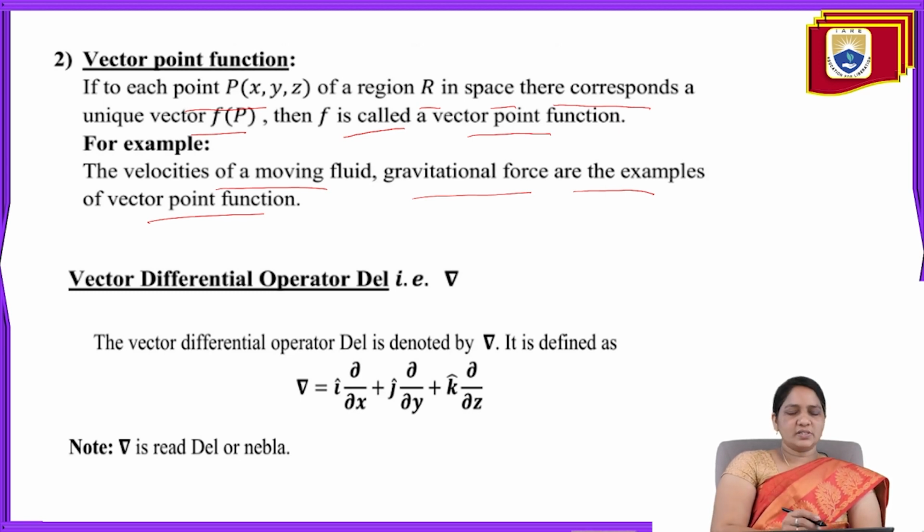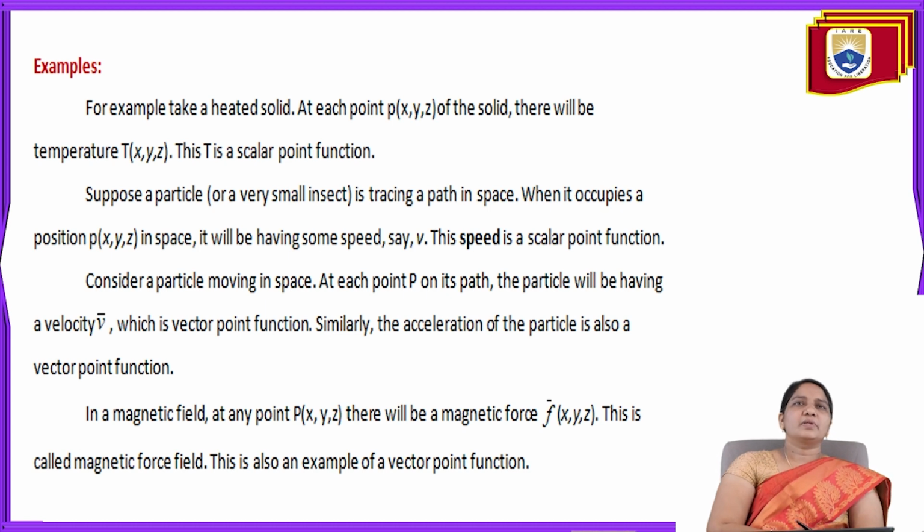The next one is the vector differential operator. Here the vector differential operator is denoted by the symbol of a downward triangle, which we call del. It is denoted by del equal to i into dou by dou x plus j into dou by dou y plus k into dou by dou z.